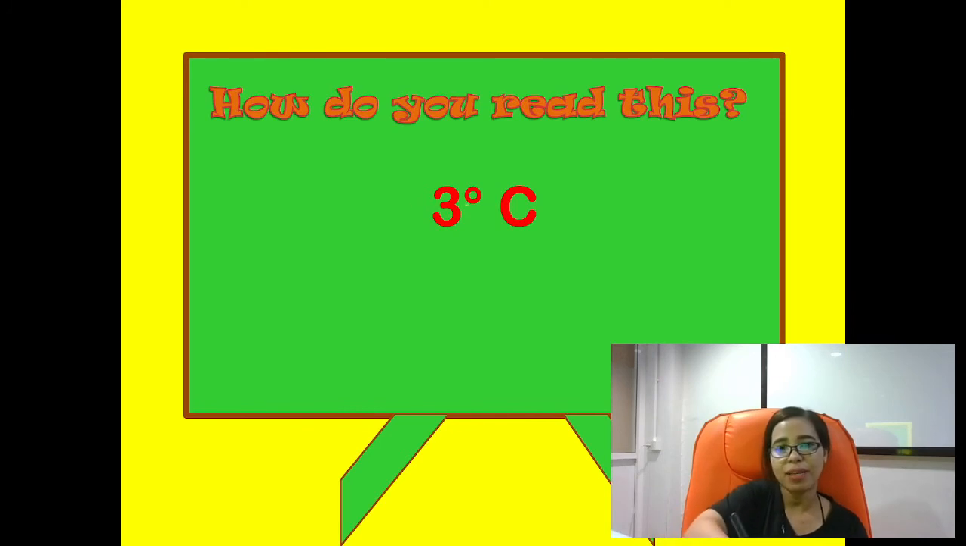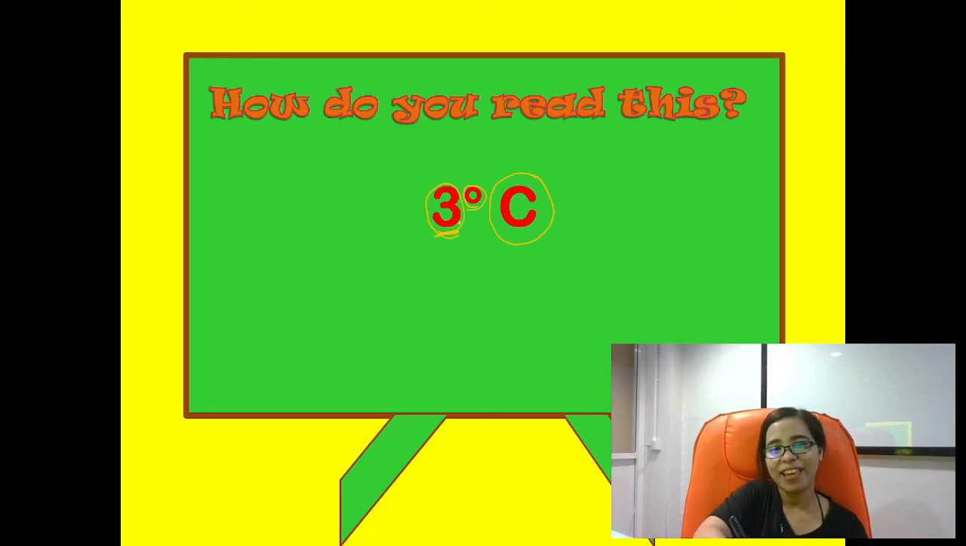Okay, so everybody please take a look here. Okay, we have here the symbol. It is a symbol. Okay, so capital C, capital meaning big letter. How about this one? It is also a symbol. Okay, and number 3. So we are talking about the temperature of the weather. Okay, so how to read this one? Any students who knows how to read the temperature?